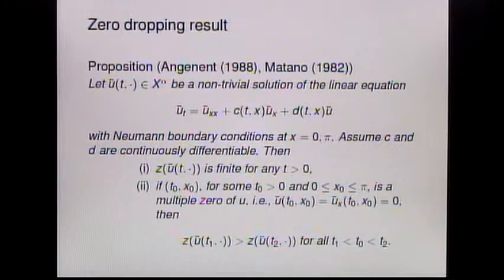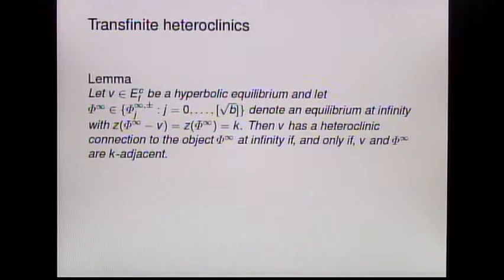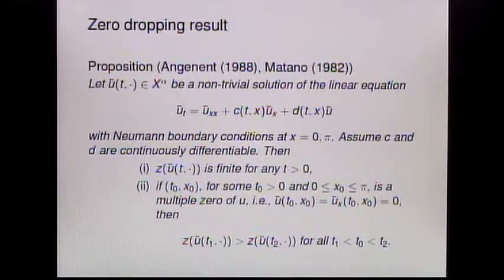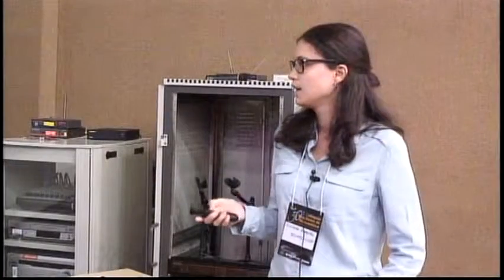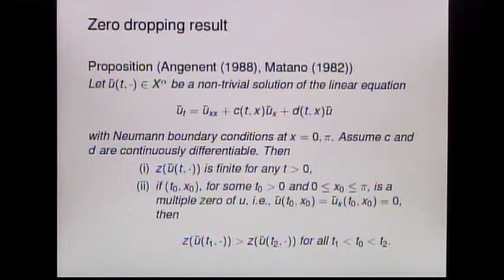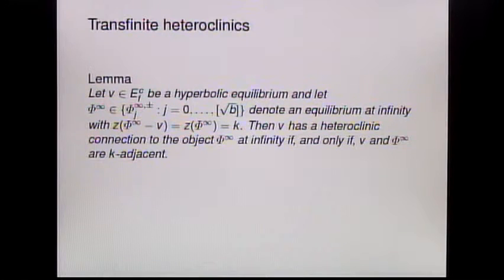What we do is use this result to obtain a contradiction for this direction of the proof. How we use it is basically just to observe that if we take the difference of a shifted solution u minus v, it will satisfy a linear equation of this form. This is how we can use this proposition to get a contradiction and to prove that if there is a heteroclinic connection from a bounded equilibrium to this object at infinity, then they should actually be k adjacent.